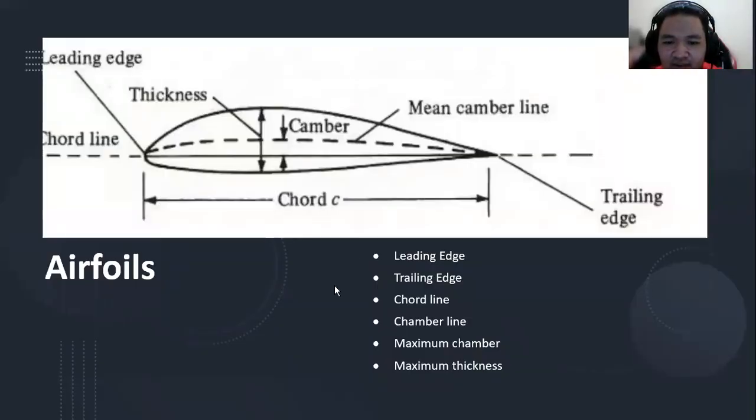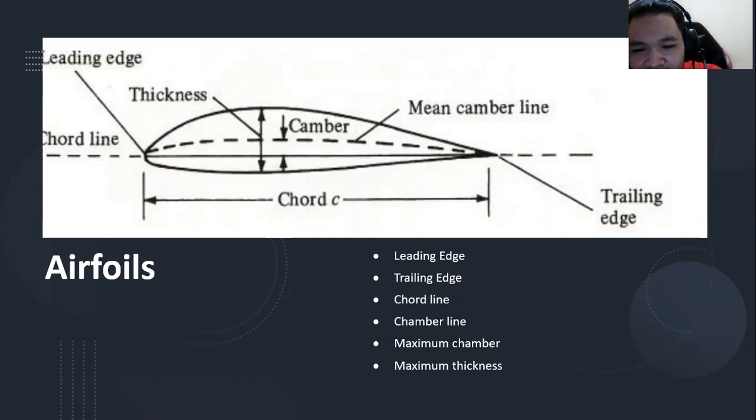This is the airfoil part. The leading edge is the front part of the airfoil, and the trailing edge is the rear part. If we create a straight line from the leading edge to the trailing edge, that line is called the chord line. The camber line is a line that divides equally between the upper and lower surface of the airfoil, the mean camber line. The maximum camber is the maximum distance between the mean camber line and the chord line. The maximum camber position is measured from the leading edge as a percentage of chord.